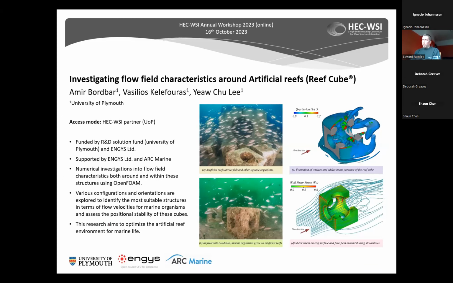So the first piece of work that's been happening by a postdoc at the University of Plymouth, Amir, he's been looking at some work using OpenFOAM and the flow of fluid through artificial reefs, principally the reef cube concept. And this is an interesting project using OpenFOAM and using the HEC-WSI resource on Archer 2. And you can see some of the simulation results that he's got there. And this is funded by the R&D Solution Fund at the university, and is also supported by a couple of industry partners there as well.